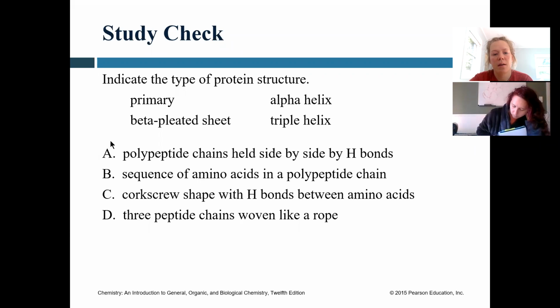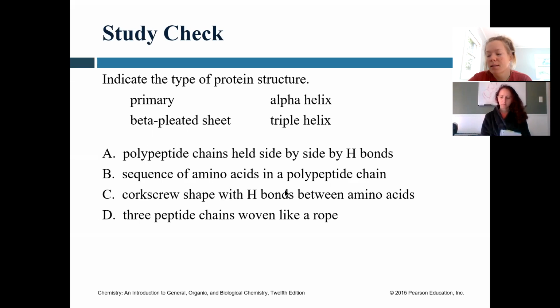Okay, so looking at these different sentences and what they're describing. The first one, a polypeptide chain held side by side by H bonds. So hydrogen bonds are going to be some type of secondary structure. Remember, a primary structure is when you just string the amino acids like pearls together, and those are peptide bonds. So if it's got an H bond in it, that's going to be some sort of secondary structure. If it's side by side, that's where we get that folded side by side accordion. That's going to be our beta pleated sheet.